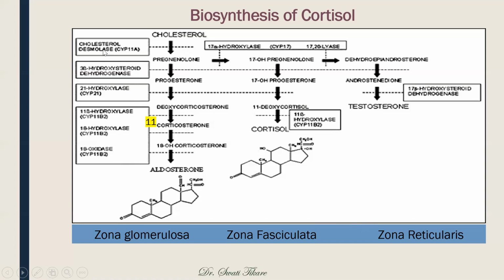Enzymes required: cholesterol desmolase, 3-beta hydroxysteroid dehydrogenase, then 17-alpha hydroxylase. Next enzyme, 21-hydroxylase here, then 11-beta hydroxylase. Okay, we have 4 enzymes, here, of course, this one, and this. So 5 enzymes we have for the ultimate formation of the cortisol. So this is the biosynthesis of the cortisol.